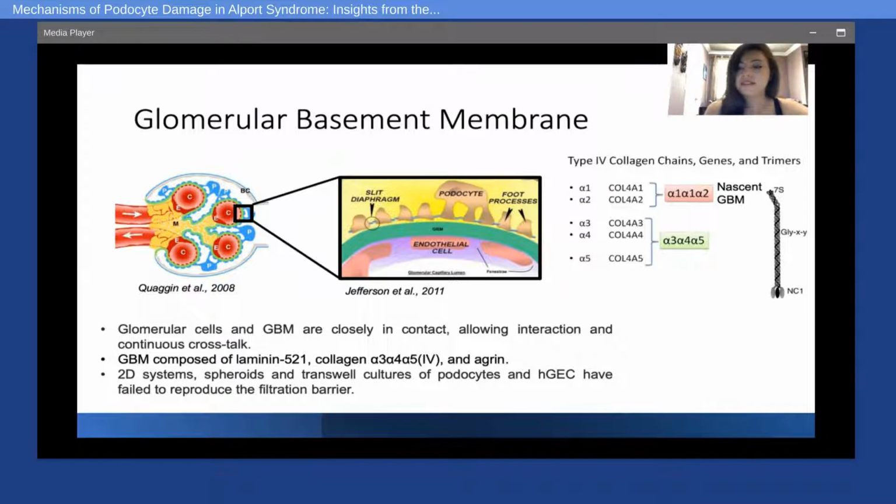As you could see, the system is highly complex, and it is quite difficult to replicate this filtration barrier in a 2D system, spheroids, or transwell cultures of podocytes and human glomerular endothelial cells.